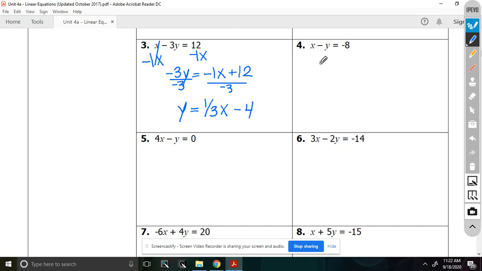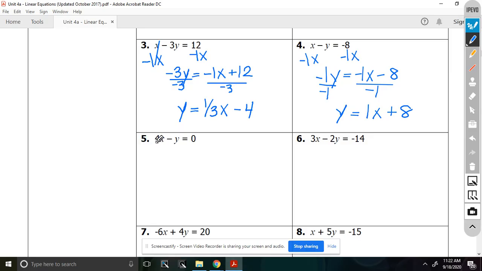All right, so moving on to number 4, I'm going to subtract 1x again from each side. I get negative 1y is equal to negative 1x minus 8. And remember, I'm putting those 1s there just to make my life a lot easier, because now I see I have a negative 1 I need to get rid of, so I'm going to divide everything by negative 1. So I get y equals negative 1 divided by negative 1 is a positive 1x. Negative 8 divided by negative 1 is a positive 8.